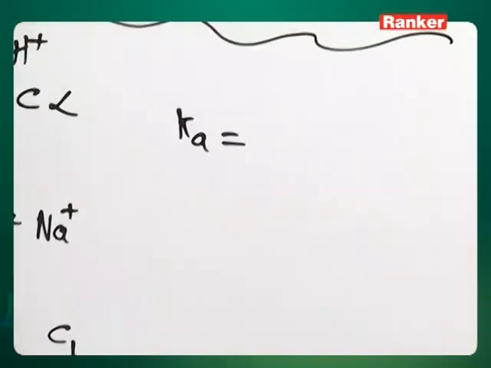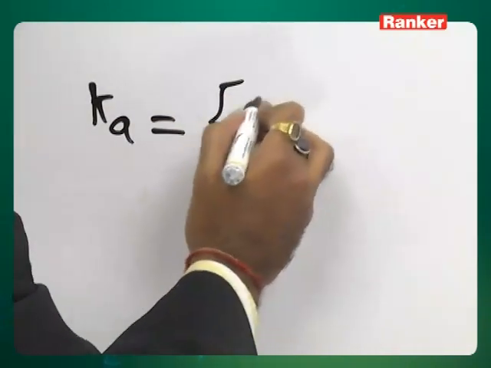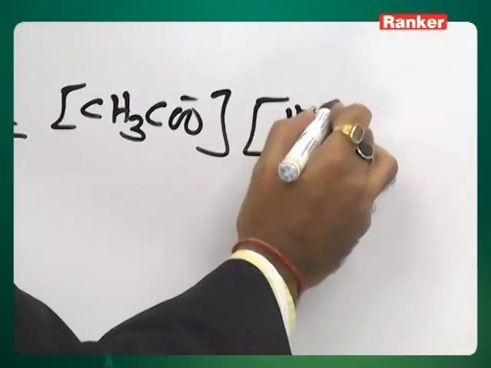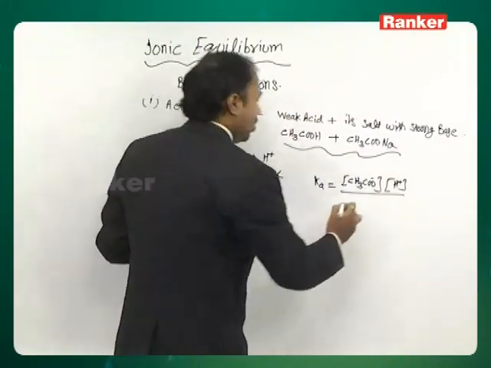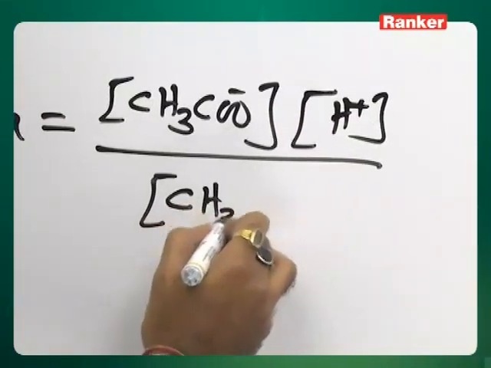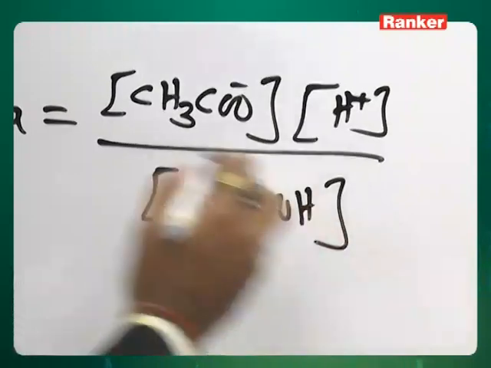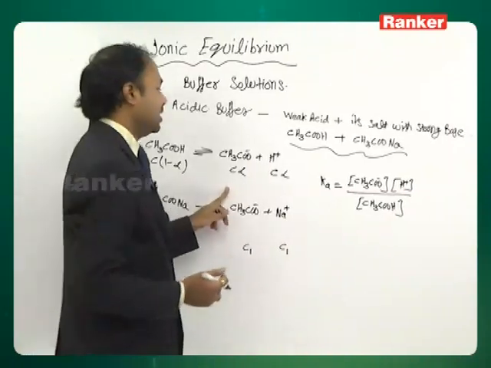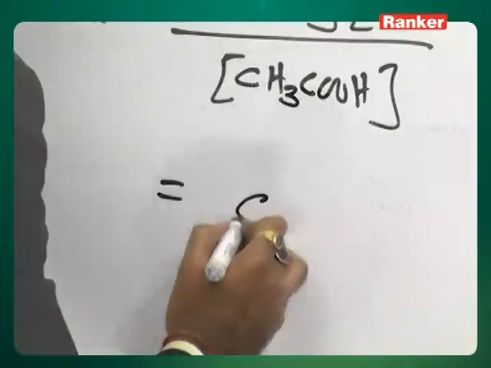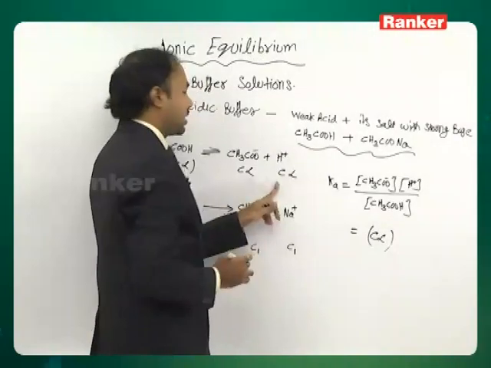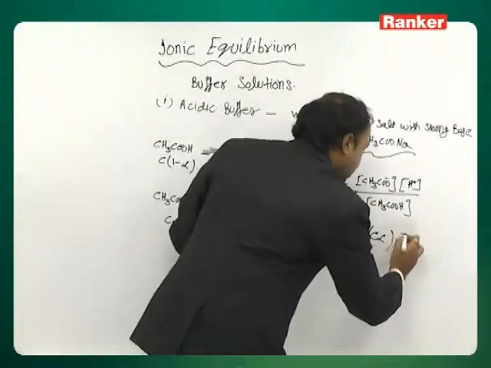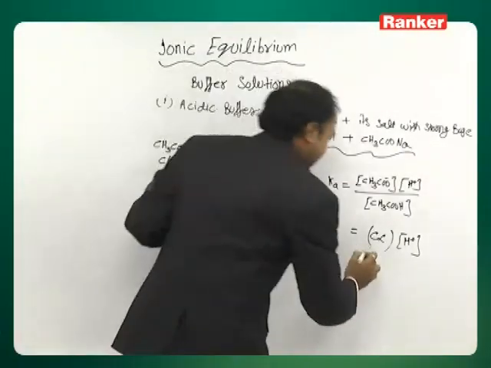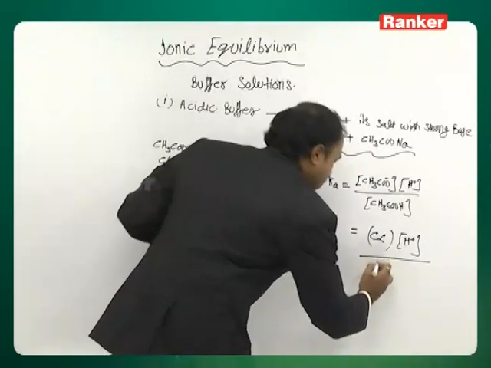This will be equal to concentration of acetate ion, CH3COO minus, into H plus ion, upon concentration of acetic acid, CH3COOH. Right. Now we substitute the values and concentration of acetate ion will be C alpha into concentration of H plus ion. We write it like this only. This is concentration of H plus ion upon, in the denominator, C into 1 minus alpha.